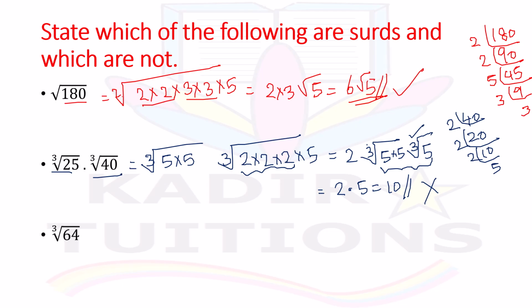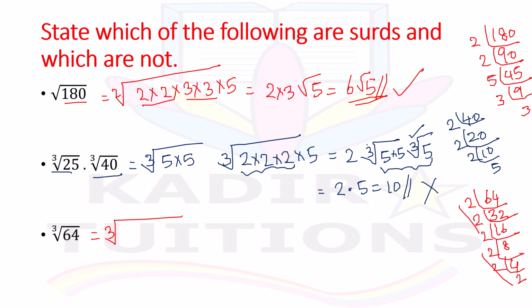It is cubic root of 64. So we'll do the prime factorization for 64. So what is 64? 2 32, 2 into 32 and 2 into 16, 2 into 8, 2 into 4, 2 into 2. So there are totally 6 times the 2 has been repeated. So cubic root of 64 can be written as 2 into 2 into 2 into 2 into 2 into 2. So there are totally 6 2's are there. So I can combine 3 2's together because it's a cubic root, right?